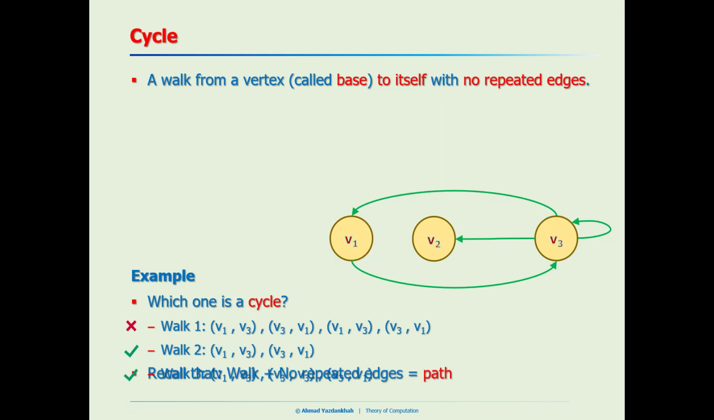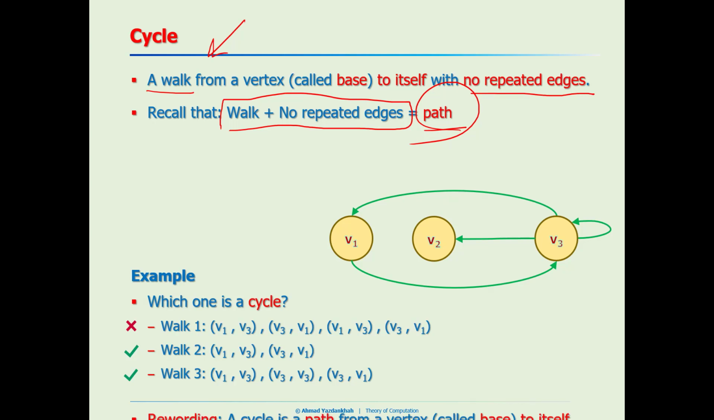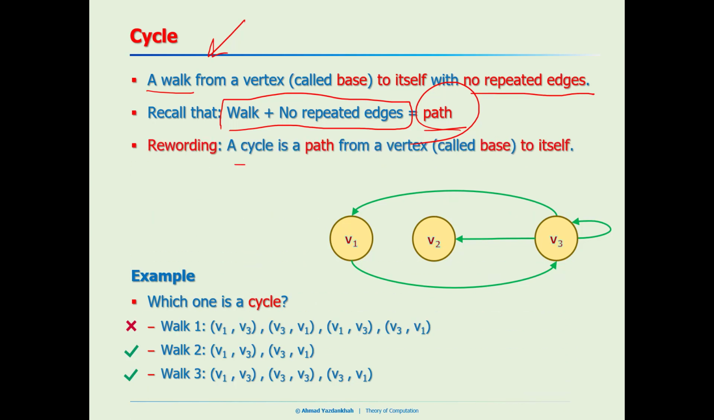All right. Now let's get back to our rewriting. This walk and no repeated edges, if we combine them, walk plus no repeated edges is equivalent to a path. So we can rewrite this definition like this: a cycle is a path from a vertex called base to itself.